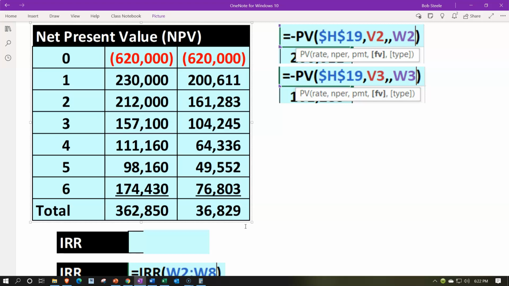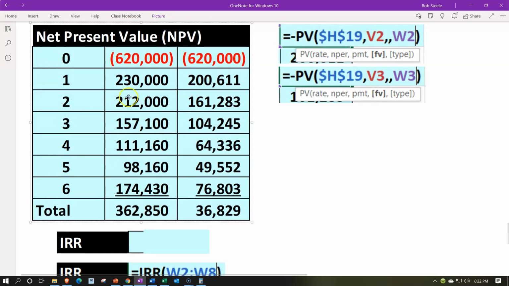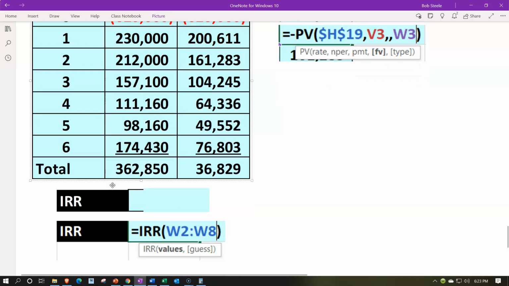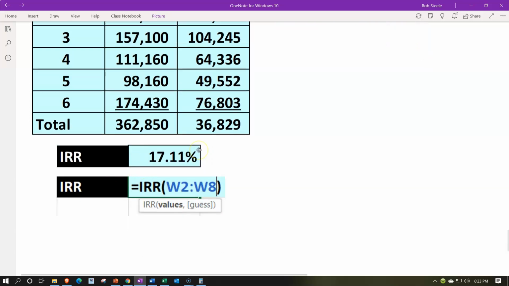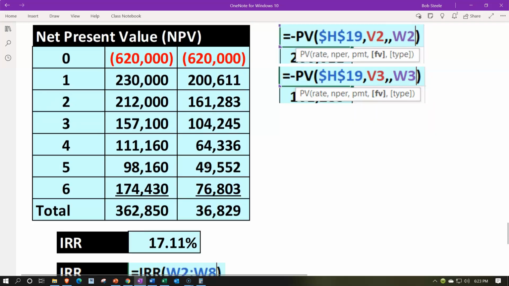That would be the internal rate of return, which could be calculated in Excel by taking equals IRR, then this set of numbers, the negative number being the amount we spent, the outflow, and then down to this 174,430. That would then give us the 17.11%. So that is the percent, the internal rate of return being the percent at which the net present value calculation would result in 0.